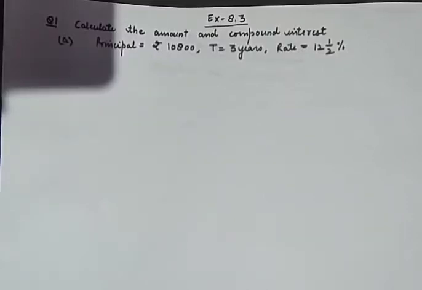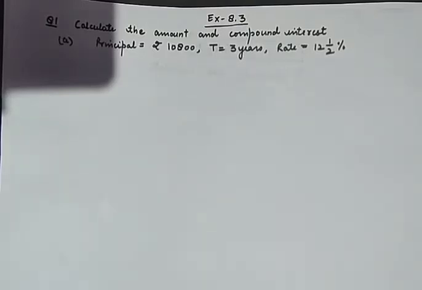Dear students, in this video we will be starting exercise 8.3 and let us see question number 1 here. Calculate the amount and compound interest. Part A of this question: the principal is rupees 10,800, time is 3 years and rate is 12 1/2%. Okay students, so here you have to find out compound interest and amount in this case.